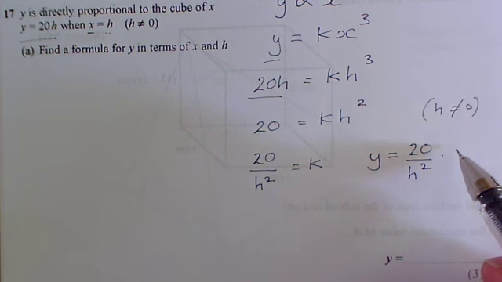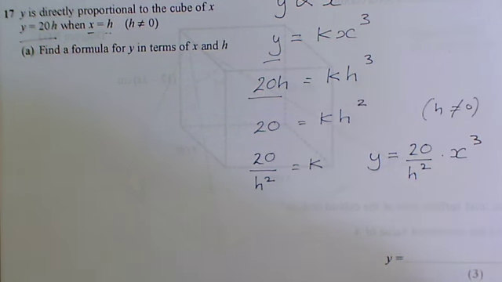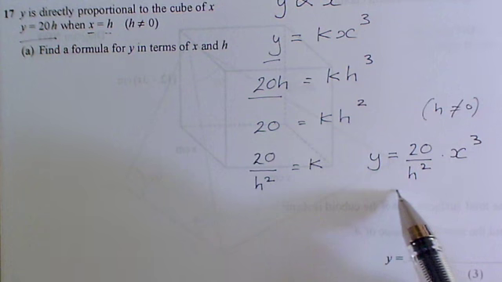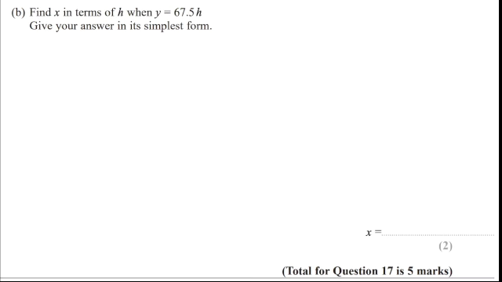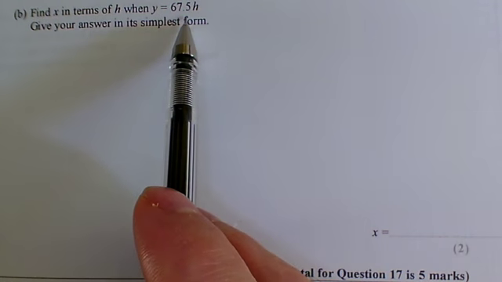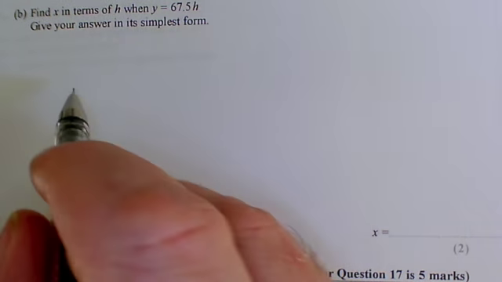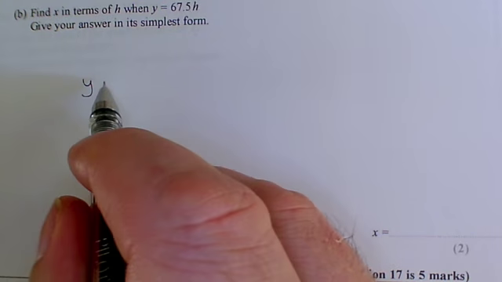Okay, now I don't think that was particularly easy, was it? But I hope you can follow the argument as I've written it down that way. Right, let's have a look at what we've got to do with this formula. It's told us to find x in terms of h when y is equal to 67.5h. So let's write down the formula that we discovered in part A.